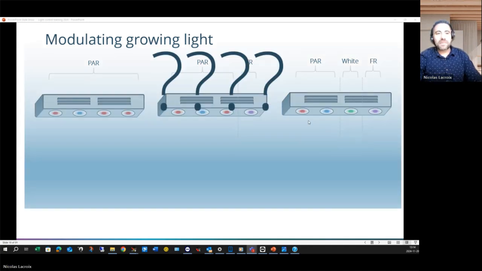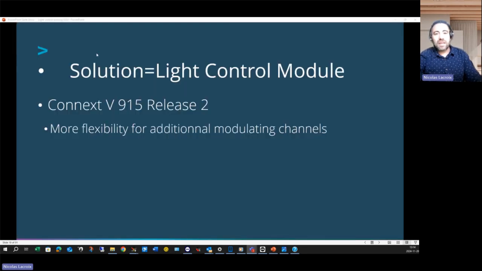So the solution to control that is the light control module in Priva. Today we're going to see Connext version 9.15 release 2. There's been a lot of improvement over time with the Connext version to control the light. I will focus more on that version, which is one of the latest releases that gives you more flexibility for additional modulating channels.